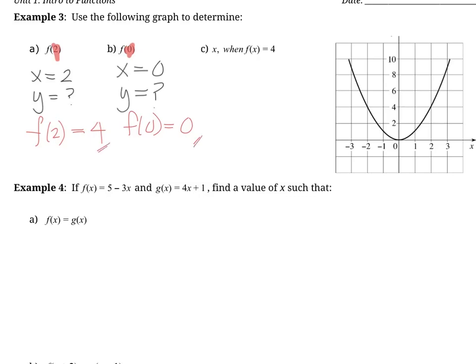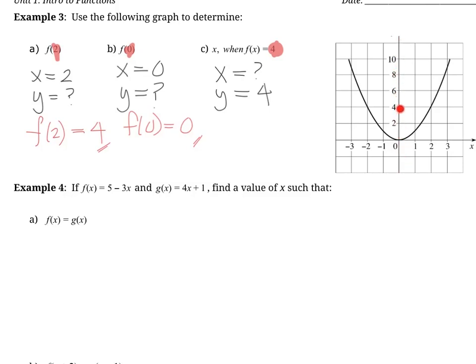And the last one, now we have, what's x? So we're looking for x when f at x is equal to 4. So we know that f at x equals 4 means that y is equal to 4. So we can rewrite this as, we don't know what x is equal to, but y now is equal to 4. So let's go ahead and look on the parabola. So we don't know what x is. Now we're looking at the y-axis. So stop when y is equal to 4.